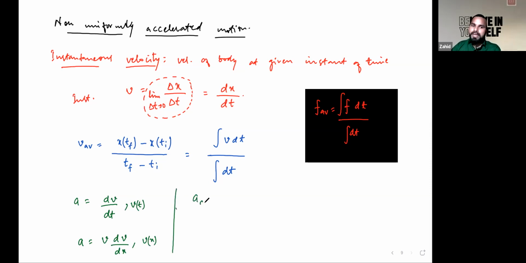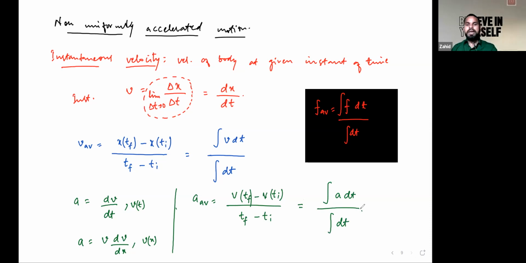Now to get average acceleration, just use velocity at t final minus velocity at t initial, divided by t final minus t initial. Or if there is only acceleration, just use this expression to get the average value. I'm giving you some examples related to this whole part so that it will become more clear to you. Just write it down first.